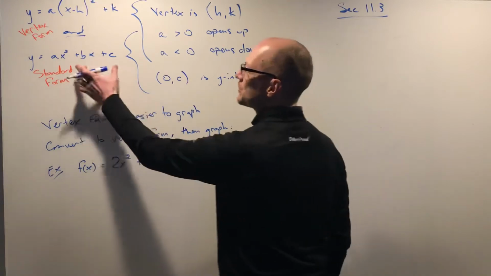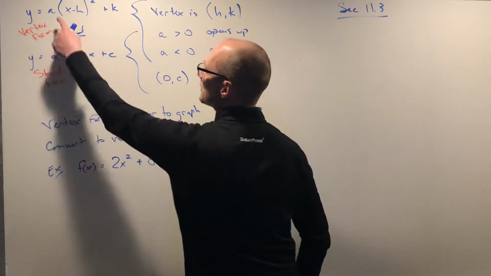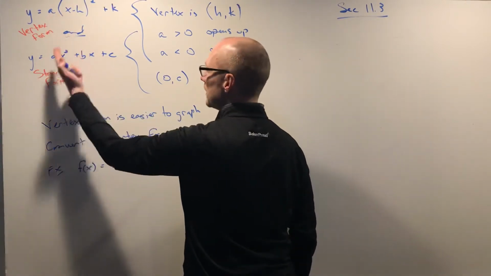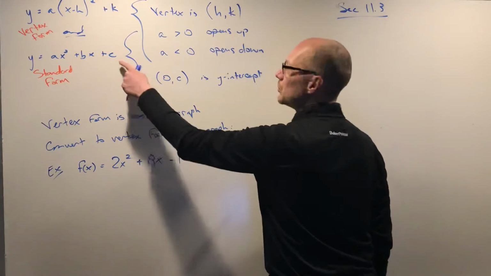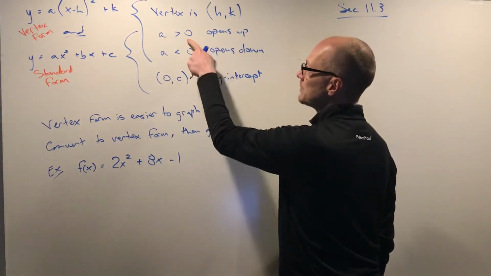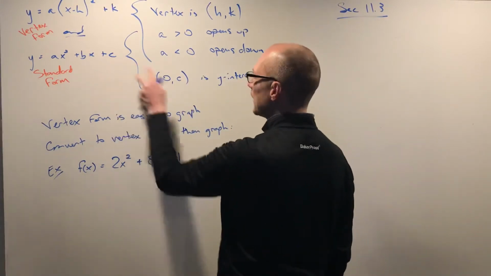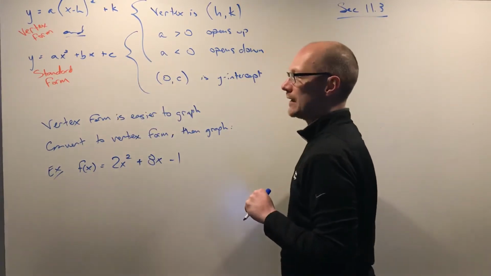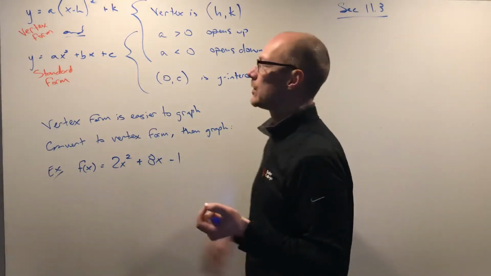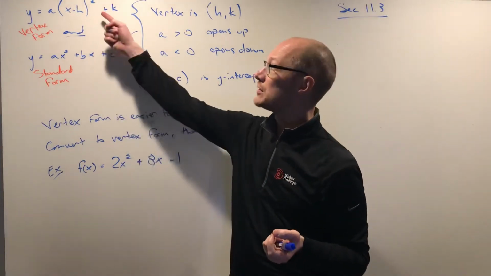And this is what we're accustomed to seeing. But interestingly, this a value is the same as this a value. If this a value happens to be 7, well, it's going to be 7 down here. So this one is still described with that a value. If it's positive, it opens up. Negative, it opens down. But then this c value happens to be the y-intercept. And as far as graphing goes, if you want to graph one of these, this really isn't the best equation to use for graphing. This is a better one.